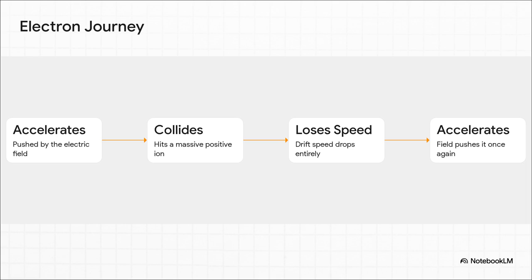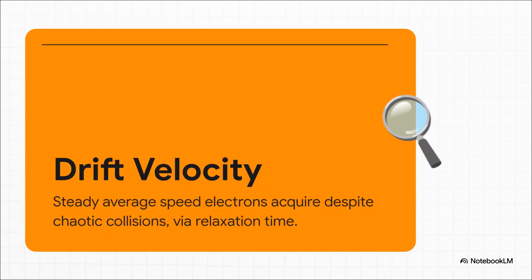So electrons don't sprint to the speed of light. Instead, they play this chaotic game of pinball, constantly accelerating and crashing into fixed positive ions. And honestly, this perfectly explains the physical origin of resistance. Because of all this constant crashing, they only manage a very slow average forward progress. We call this steady average speed drift velocity. And how easily these electrons can achieve this drift through the atomic obstacle course is measured as their mobility.